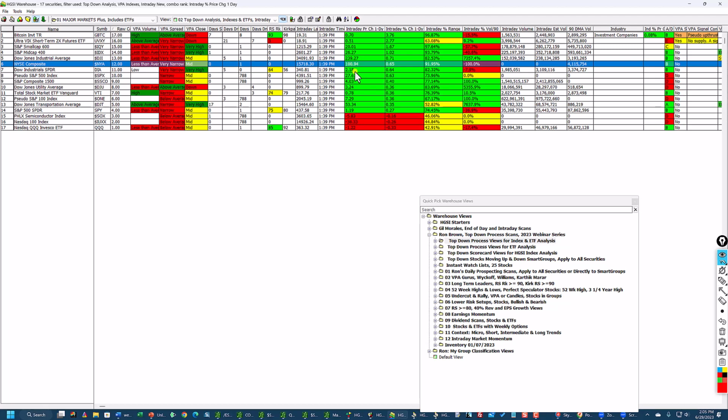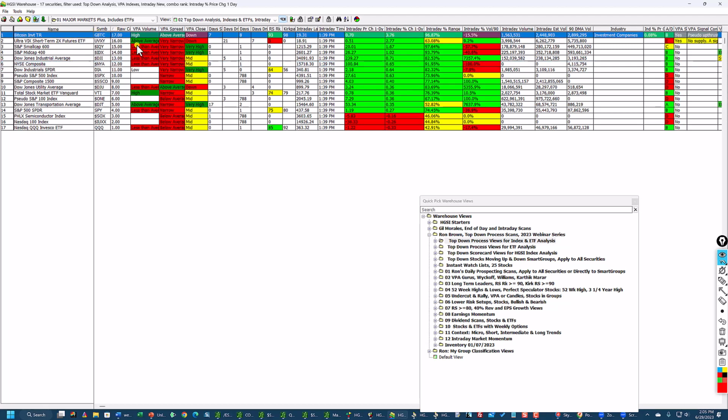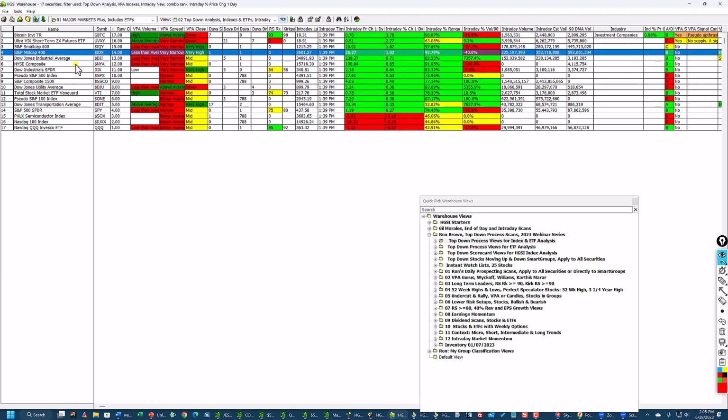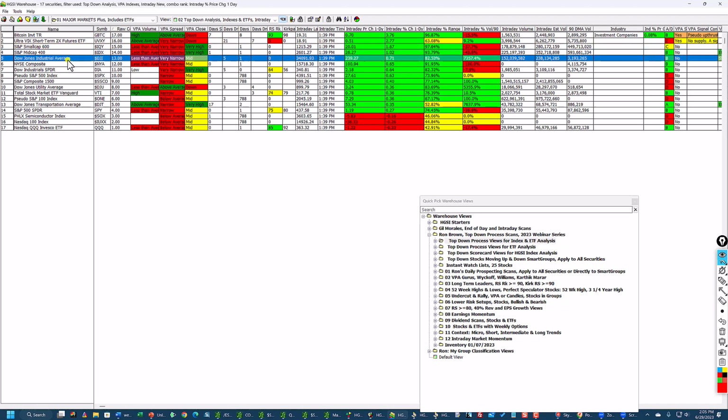So this is what the market looked like last night, and I can immediately tell by sorting on raw combo that the Bitcoin Investment Trust was up yesterday. The Ultra VIX was up. Small caps, 600 and 400, are up. The Dow was up and so on. Most of the market was pretty strong yesterday. And then I locate the NASDAQ.